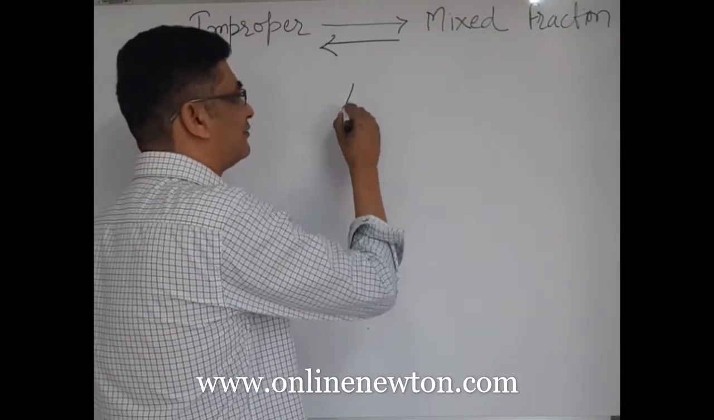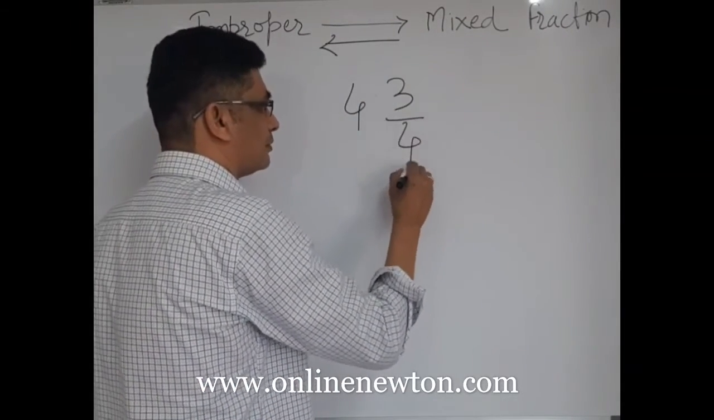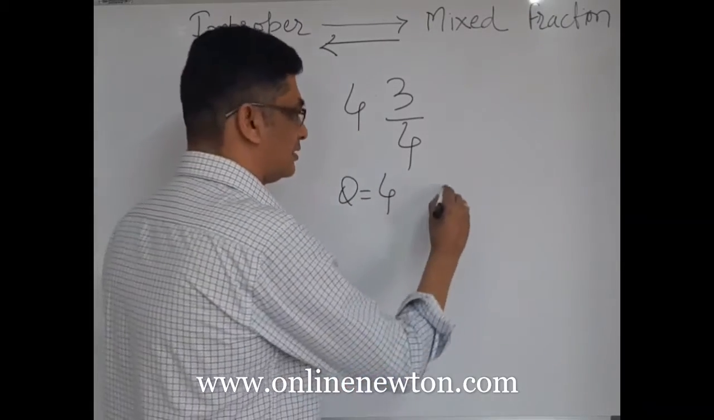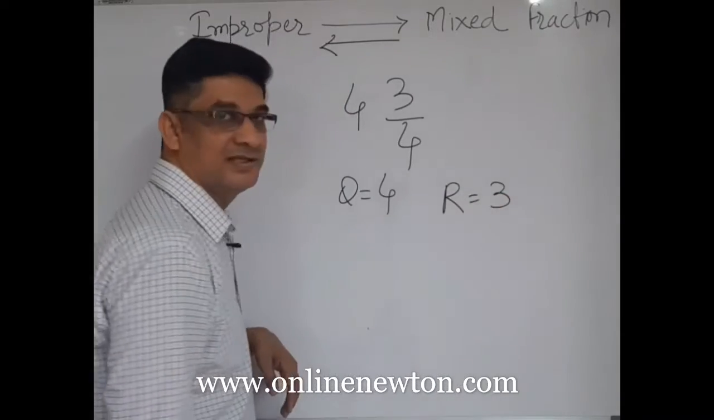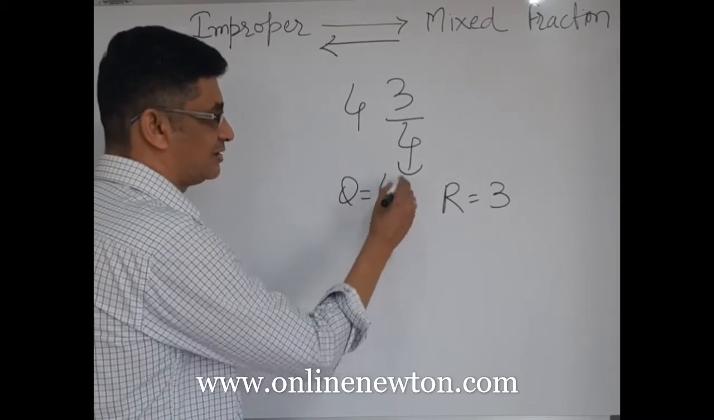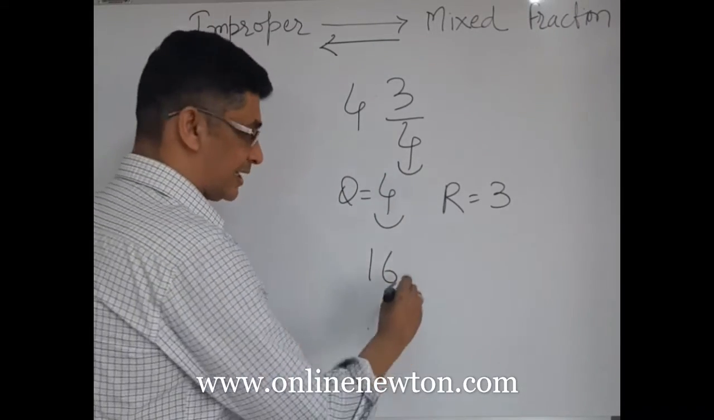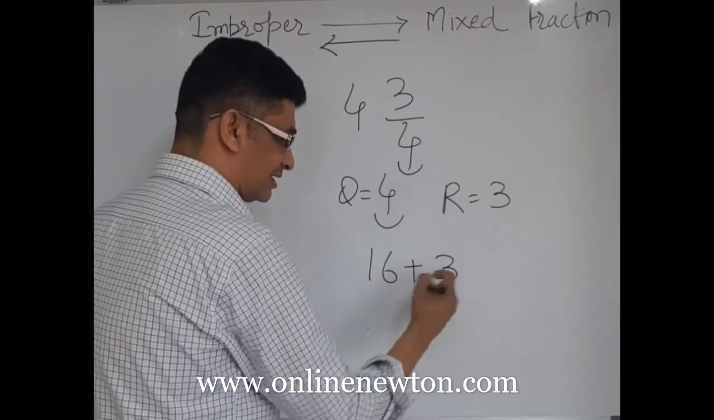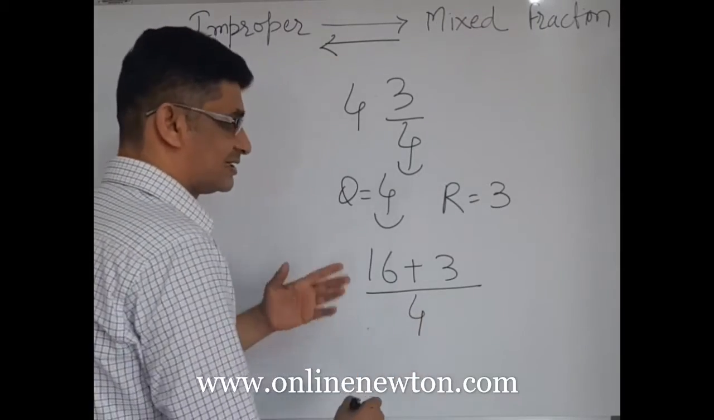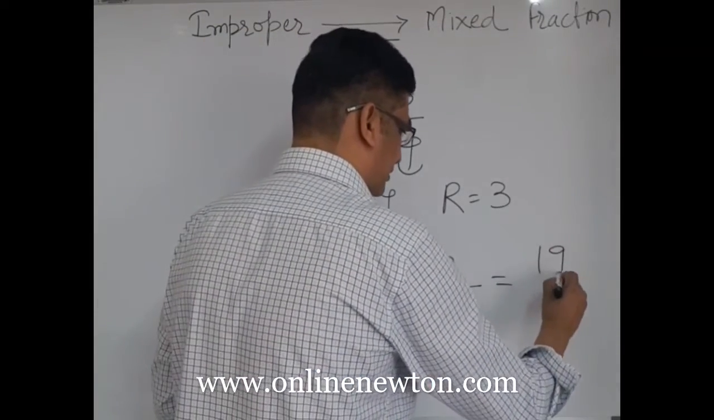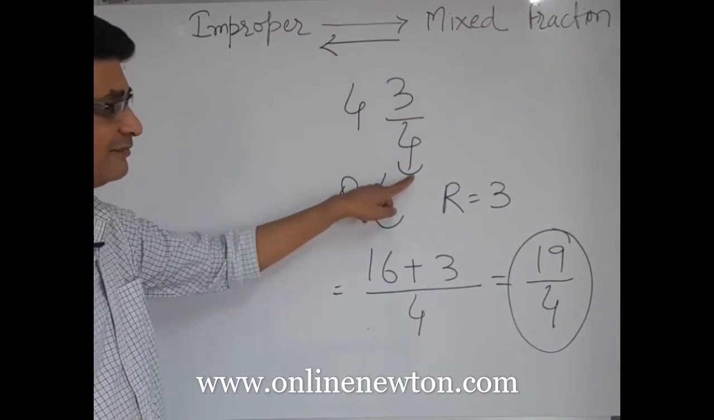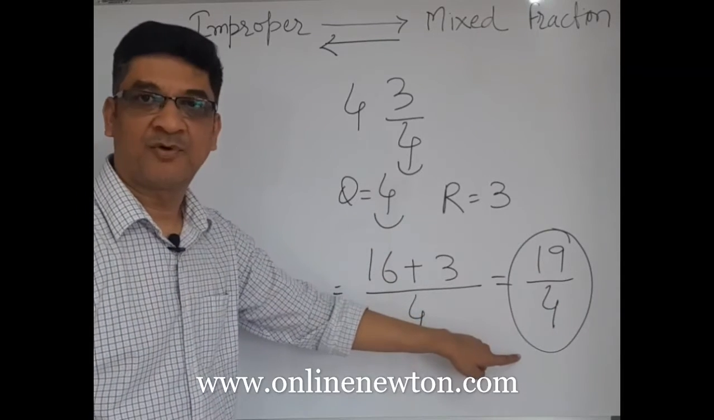Let's take up one more example: 4 integer 3 by 4. So in this, quotient is 4, remainder is 3, and simply multiply this 4 with the quotient. 4 4s are 16, add the remainder to it, 16 plus 3 upon this 4, and 16 plus 3 upon 4 is 19 upon 4. So 4 integer 3 by 4 is equal to 19 upon 4.